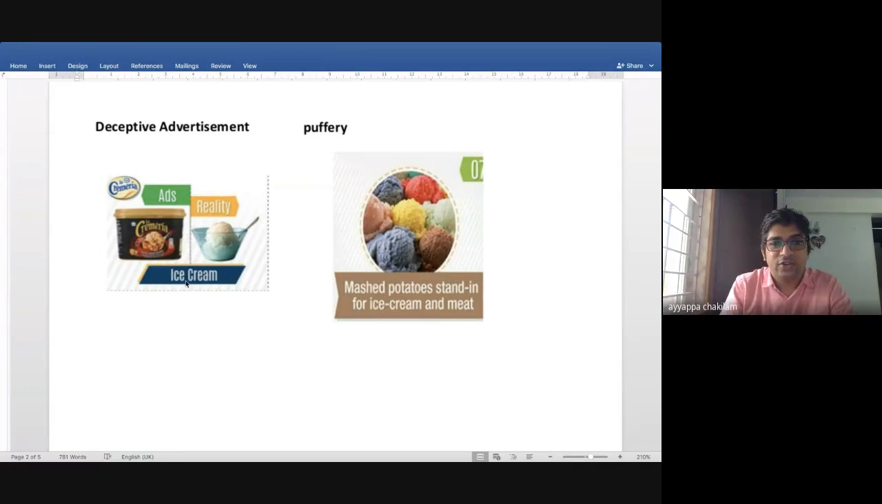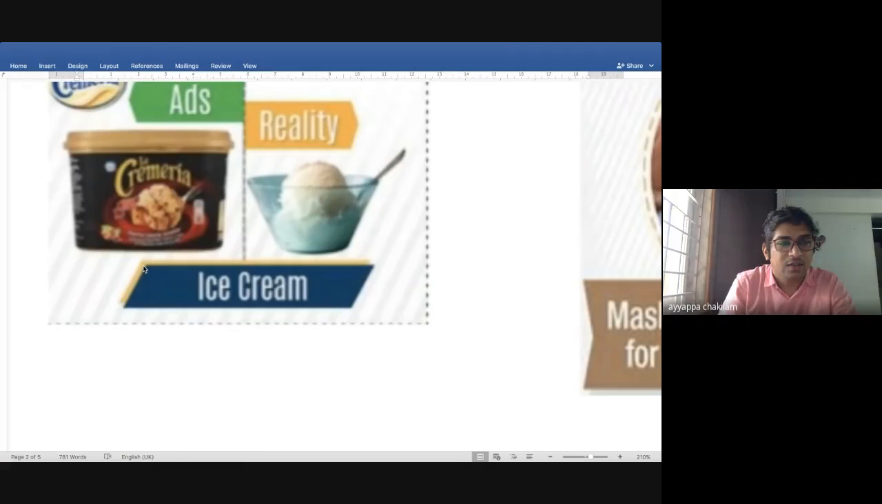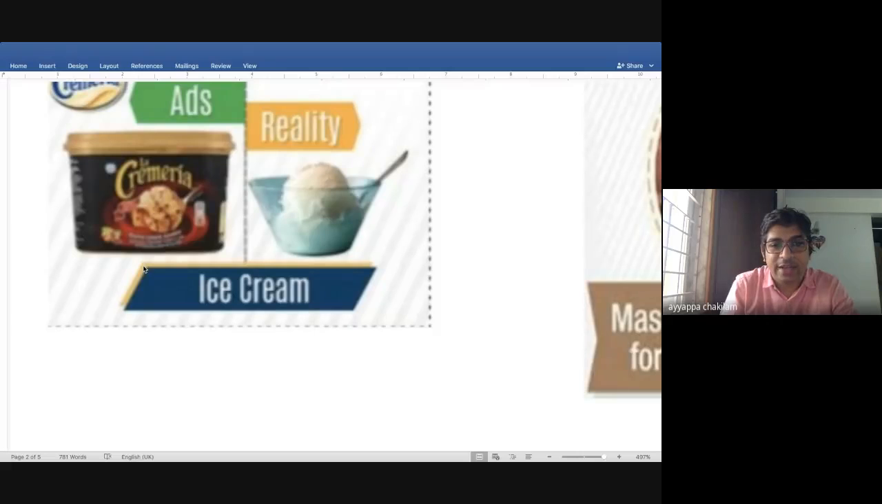On the left side, you see a deceptive advertisement. So what does the advertisement show? It shows that this particular ice cream has lots of nuts in it. It looks really creamy, but in reality, it is just plain vanilla ice cream.